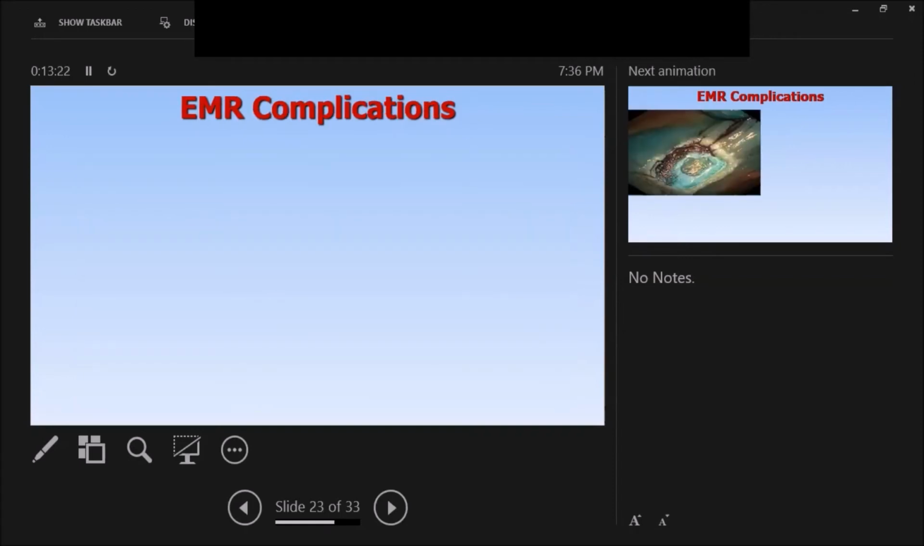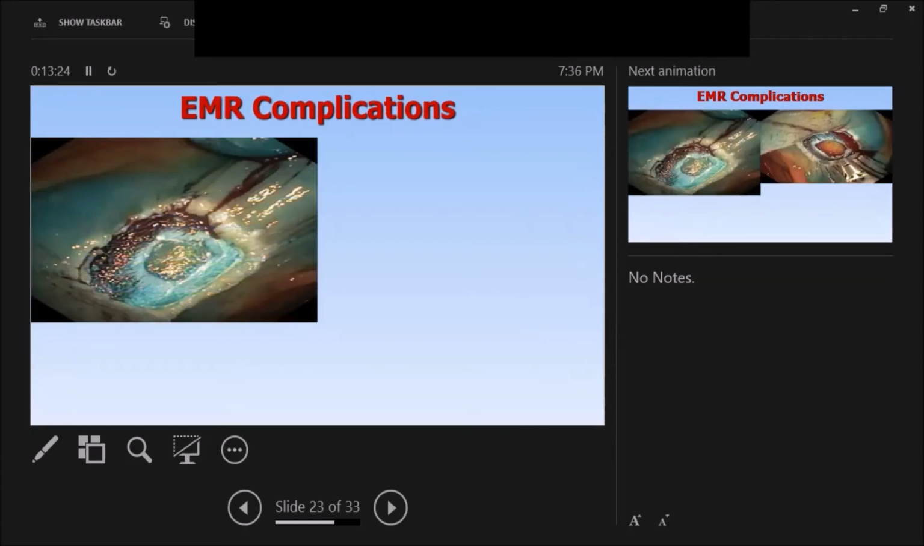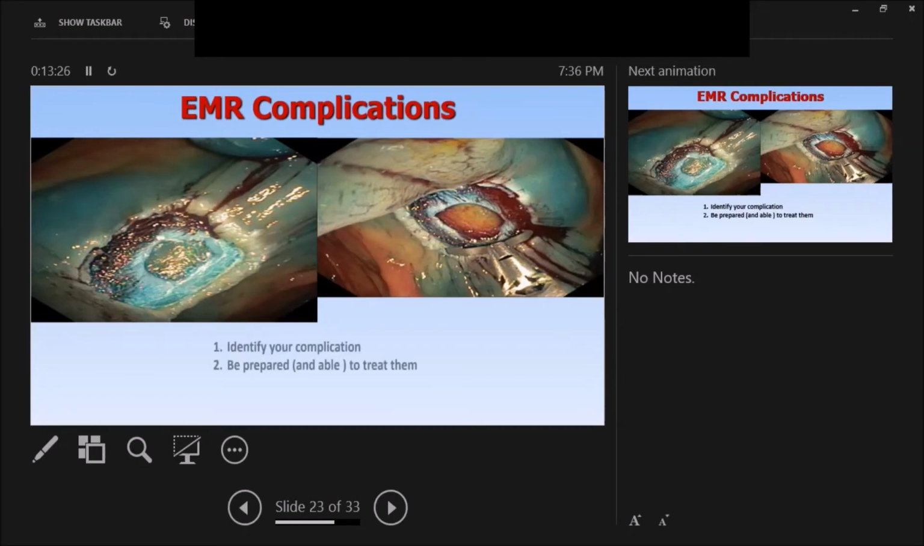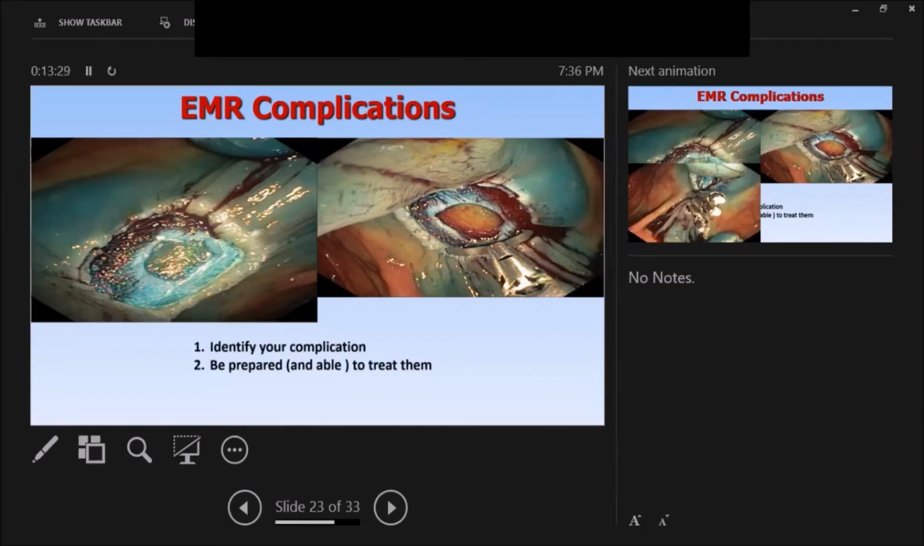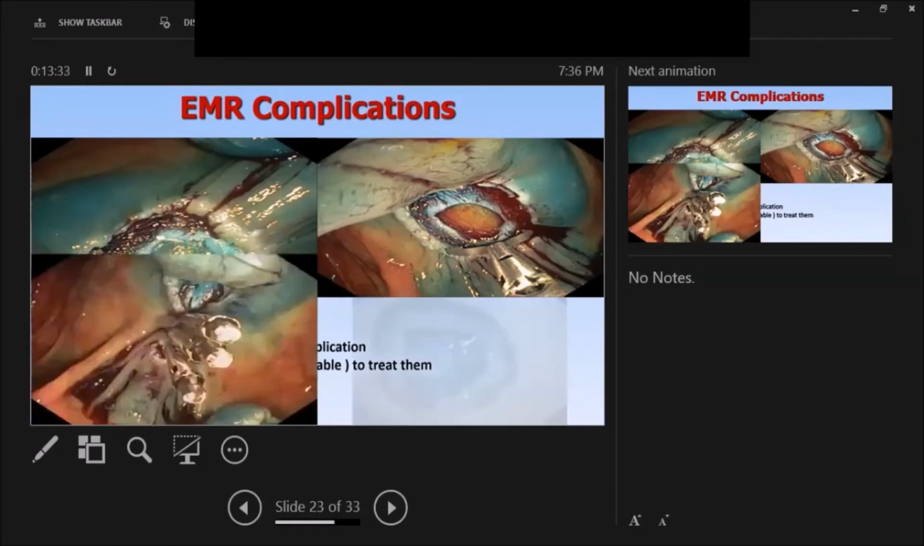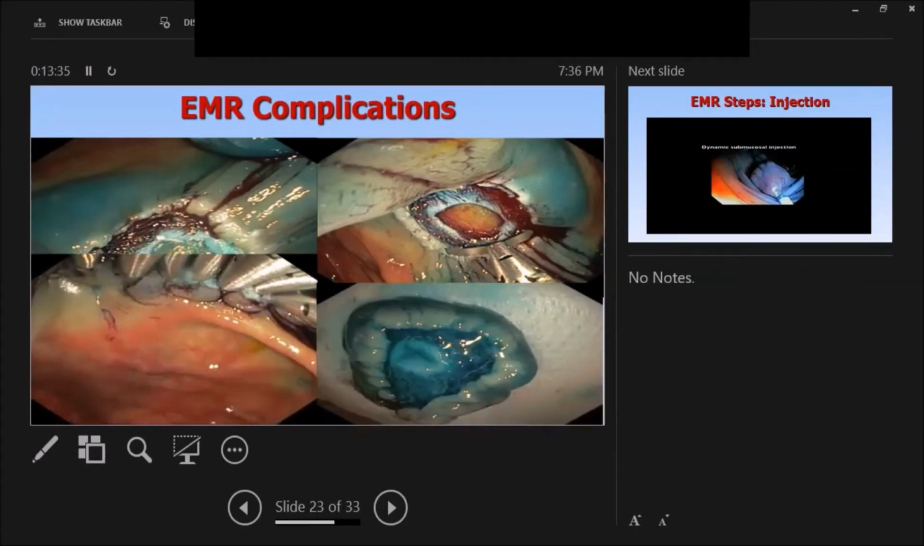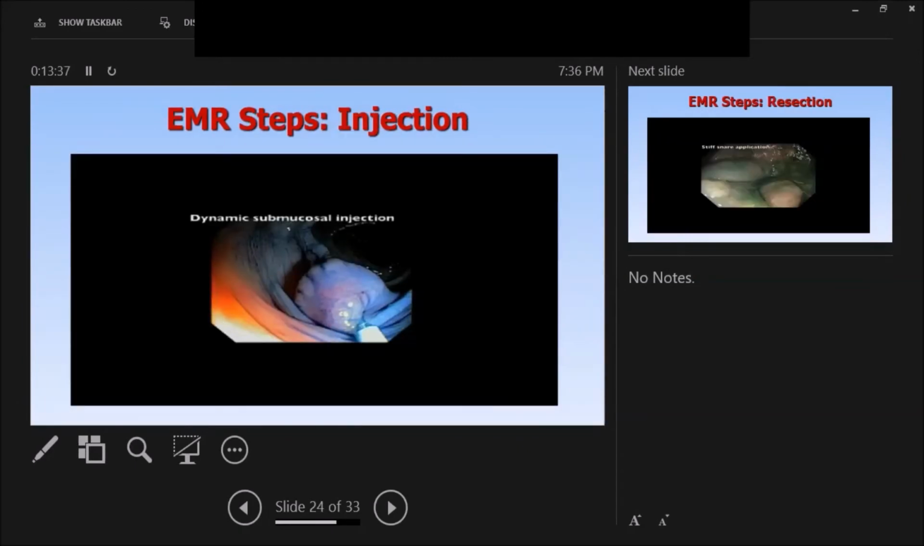For sure EMR has complications, such as perforation, but actually don't panic. Identify your complication and be prepared and able to treat it, either by clipping or argon plasma coagulation.